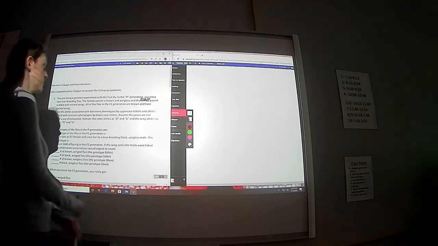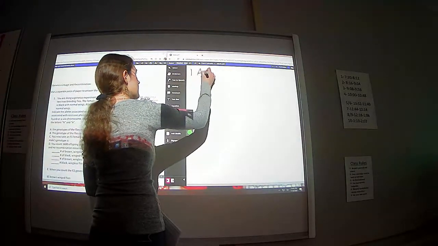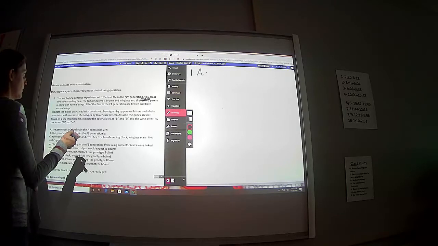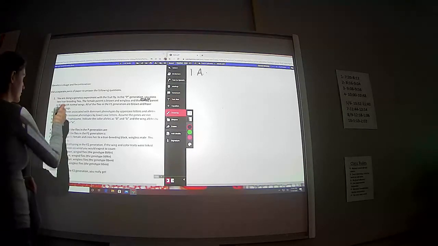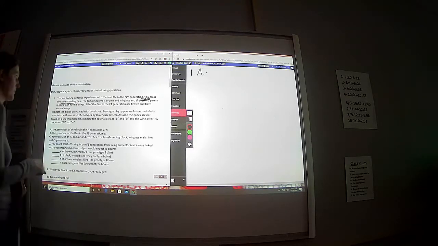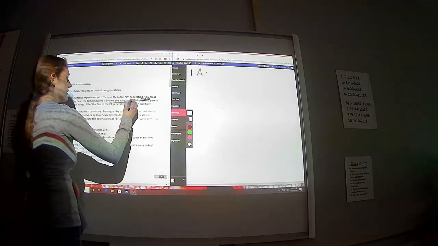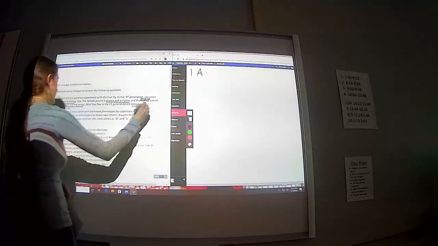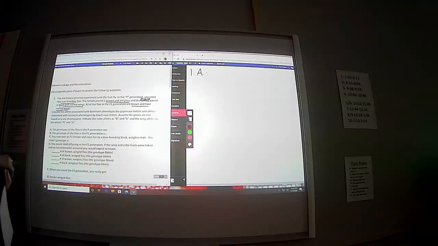So, the genotypes of the flies in the P generation. They're homozygous because they're true breeding. So regardless of what we do with them, we know they're either going to be two capitals or two lowercases. One parent is going to be brown and wingless. The other parent is black with normal wings. And our children all have brown, normal wings. So that would mean that brown and normal wings would be the dominant traits here.